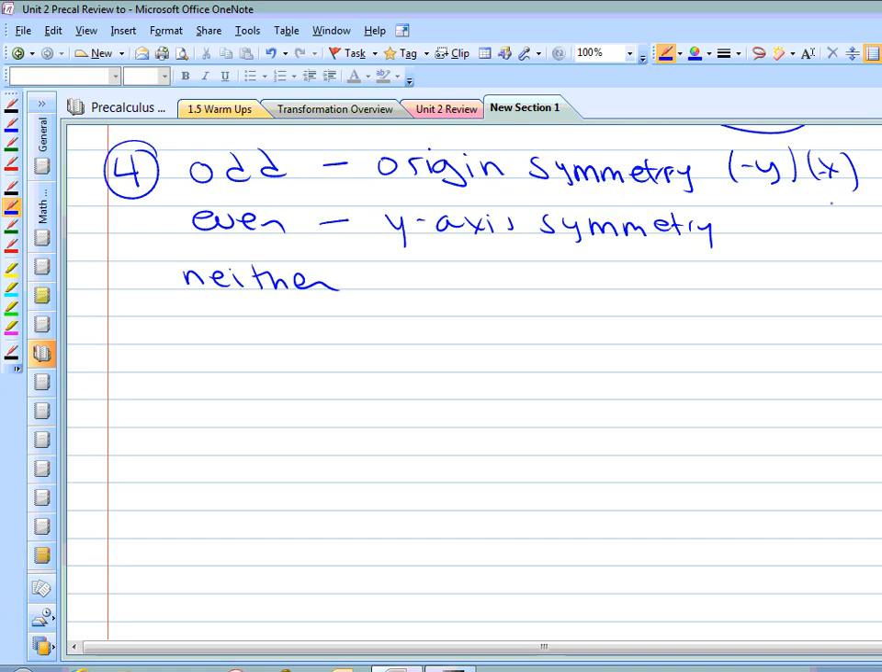And if it's y-axis symmetry, which means we change the x to a negative, it would return back to its normal form. If that doesn't happen, it's neither. There's a few shortcuts, but you have to be really careful.